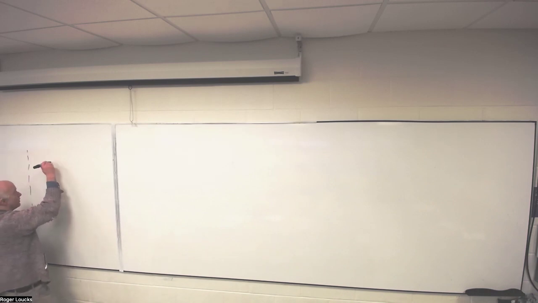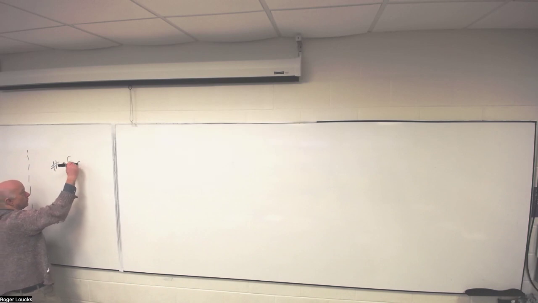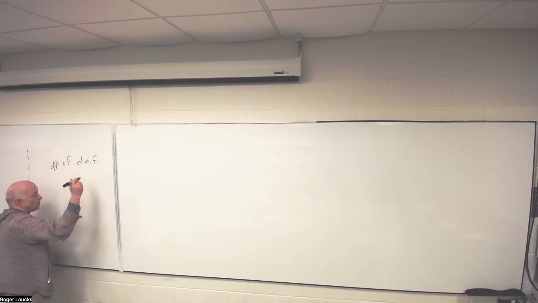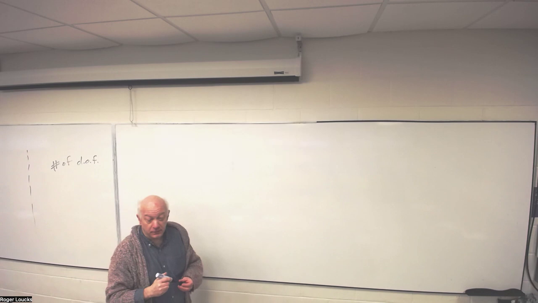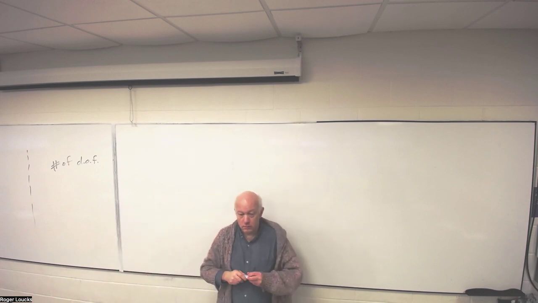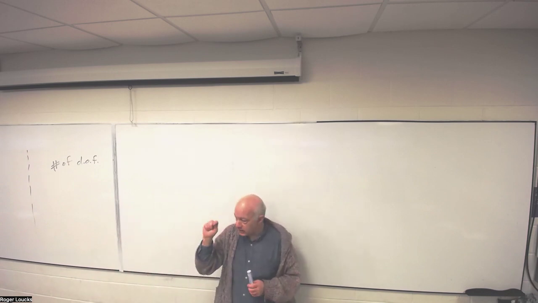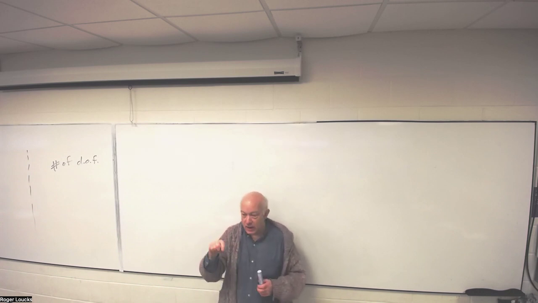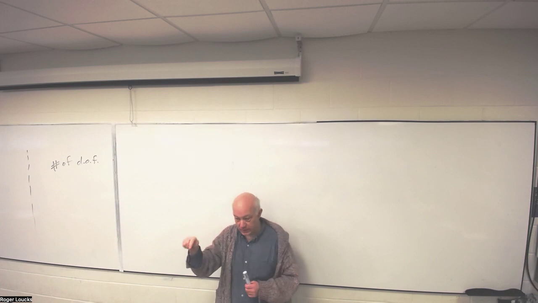So we talked about the number of degrees of freedom. First of all, what did we say a degree of freedom is? Independent motion. It's going to be some independent coordinate that you're going to need to specify the motion of a particle. And the key word is that it has to be independent.